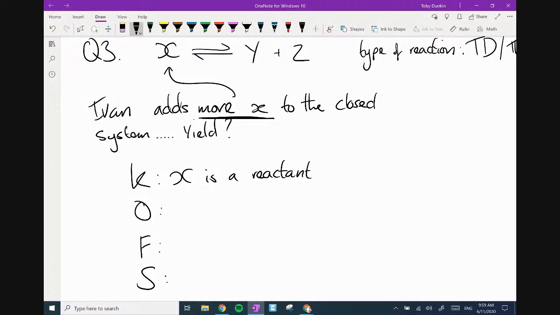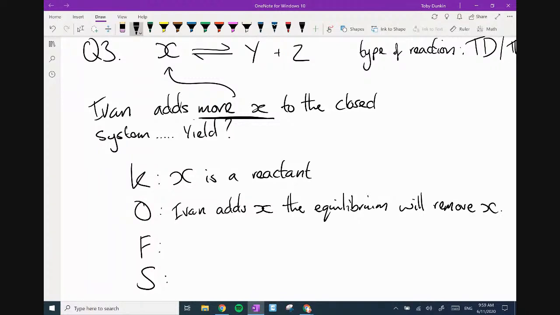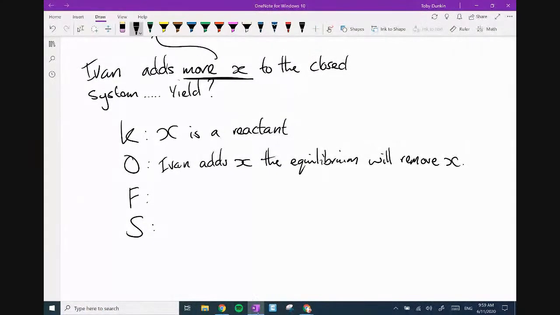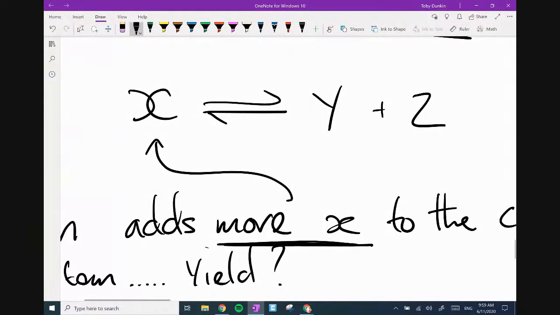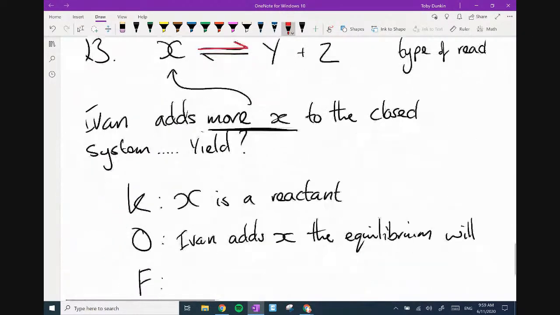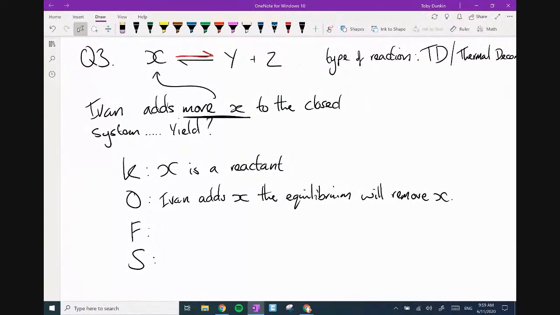So oppose. So if Ivan adds X, the equilibrium will remove X. Next. Favor. How is it going to do that? What is it going to favor in order to do that? Now, this is the case where you can use forward. It's going to favor the forward reaction. It's going to go in the direction that destroys X. This is concentration, the one where you see favors the forward. Well done. X is a reactant. Ivan adds X, so equilibrium will remove X. It will favor the forward reaction, so shift left to right, yield increases.